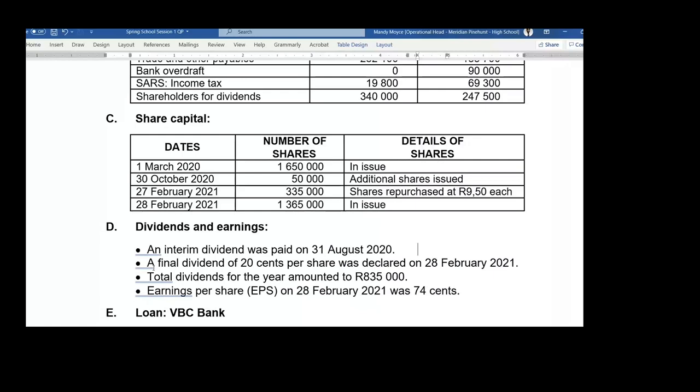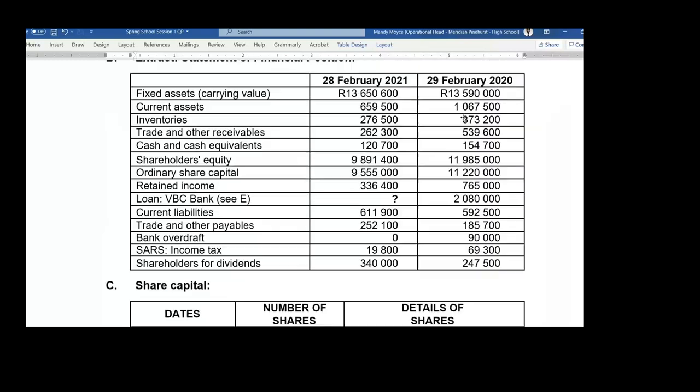But they do say a final dividend of 20 cents per share was declared on the 28th of Feb. Okay. Total dividends for the year. Now they give me total dividends for the year. Okay. Was that amount. So what I do have is I have total dividends, last year's final and I have this year's final. So if I look at it this way, this is the easier way to work it out.